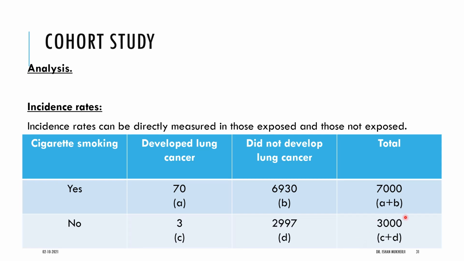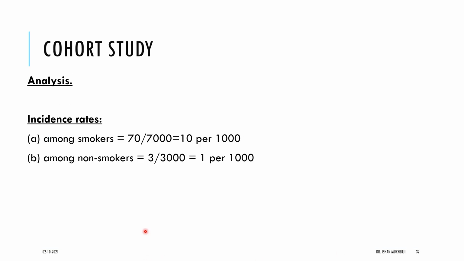Whereas among the 3,000 non-smokers, we will get our incidence rates first. So among the smokers, there were a total of 7,000 smokers, 70 of them got lung cancer. So the incidence is 10 per 1,000. Now among the non-smokers, 3,000 of them, 3 developed lung cancer. So the incidence is 1 per 1,000.